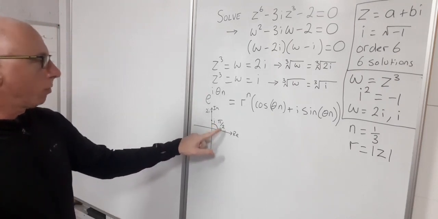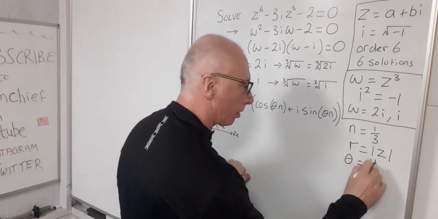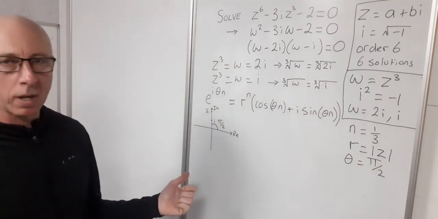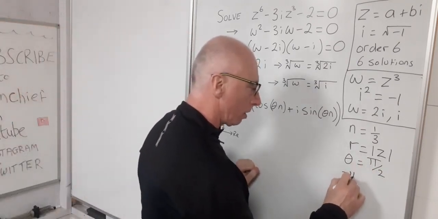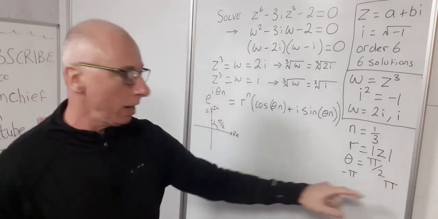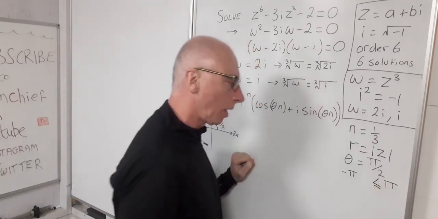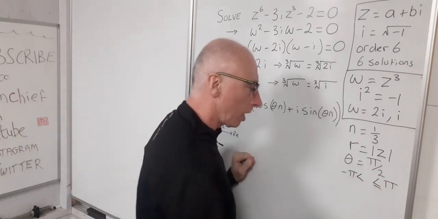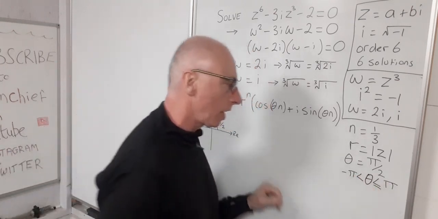So that's what we have for theta. Let's write this down here: theta equals pi over 2. Now there's rules for theta as well. Theta has to be between minus pi and pi. It can equal pi, so it has to be less than or equal to pi, but strictly greater than minus pi. That's the range my angle theta has to be in.